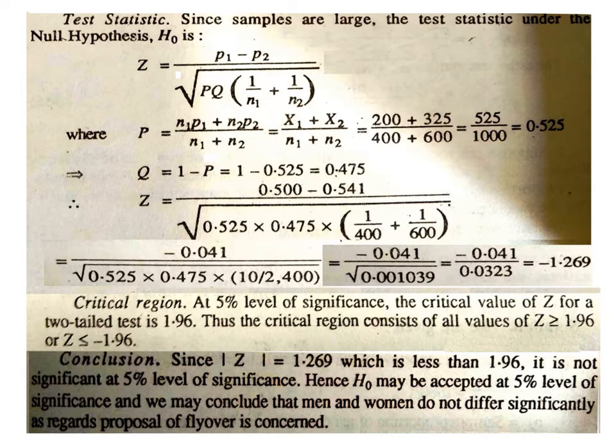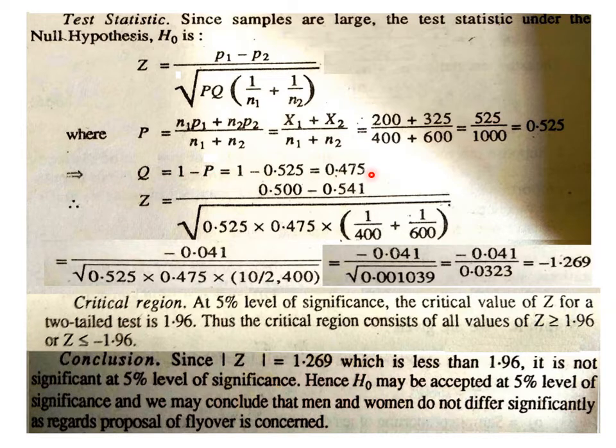Now under the null hypothesis we know the formula of Z as per the first, theoretical slide of this lecture. And the formula of capital P was also discussed there: (x1 + x2) / (n1 + n2). Substituting all the values, x1 = 200, x2 = 325, n1 = 400, n2 = 600, finally the value of capital P is 0.525 and q is always 1 minus p, so it's 0.475.